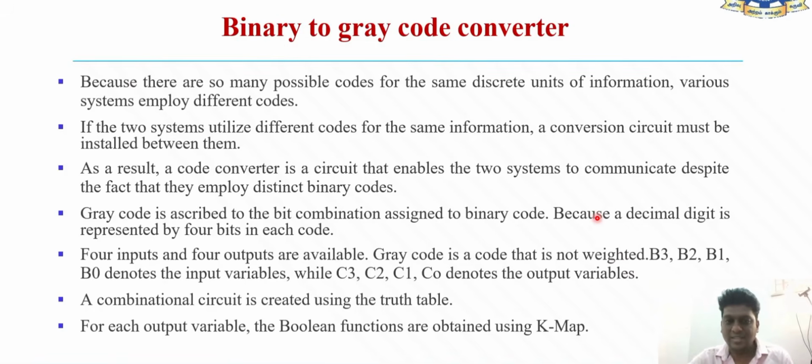So code converters, there are several types of code converters. What is the use of these code converters? When you are using a code converter, that circuit enables two systems to communicate despite the fact they can employ distinct binary codes. There are several types of codes: binary code, gray code, BCD code, Excess-3 code, 7-segment code. There are various types of codes.